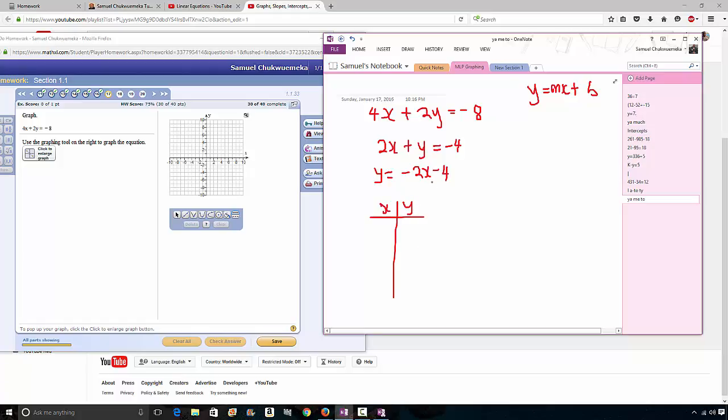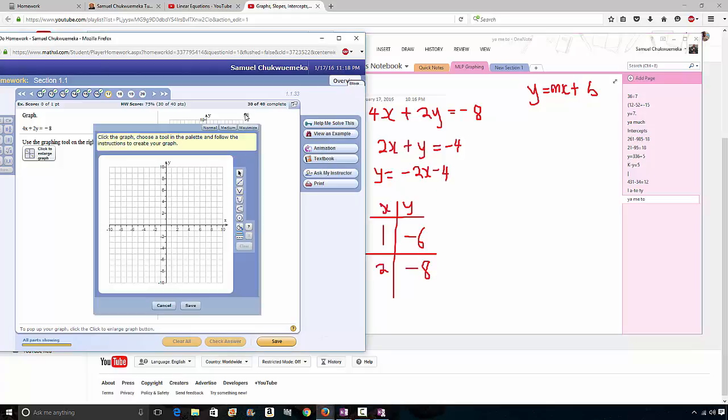I can use any 2 points. I mean I can use 1 and 2 if I want to, provided it's gonna give me the values within this boundary. So when x is 1, negative 2 times 1 is negative 2. Negative 2, negative 4 is negative 6. When x is 2, negative 2 times 2 is negative 4. Negative 4, negative 4 is negative 8.